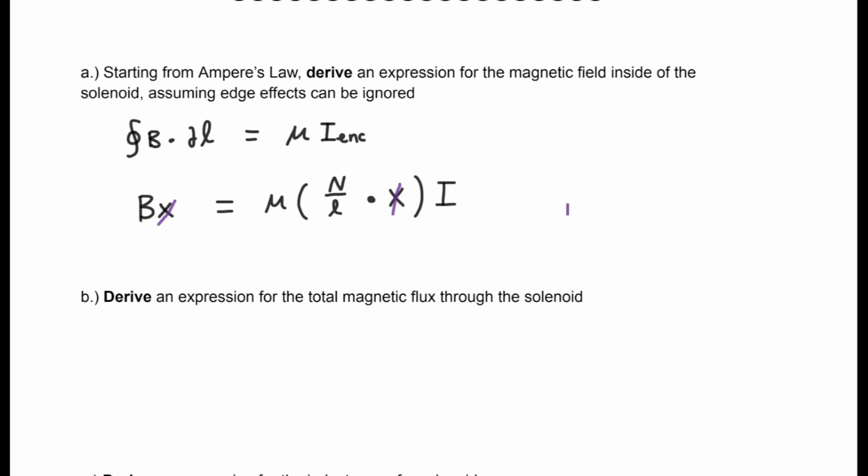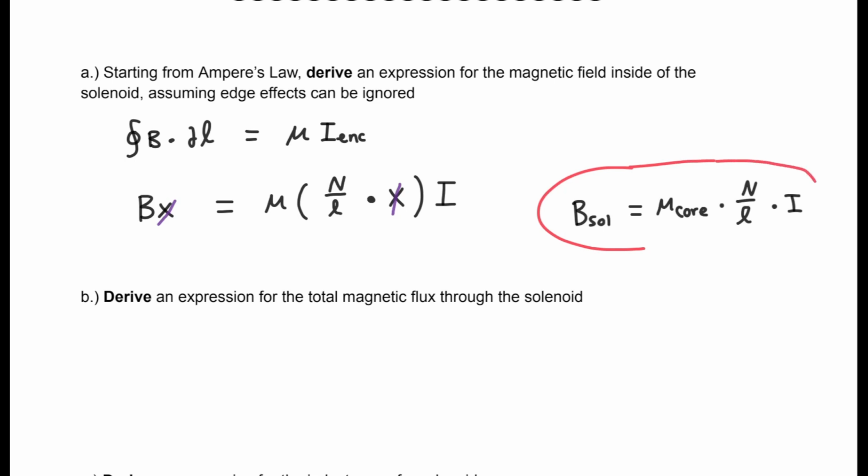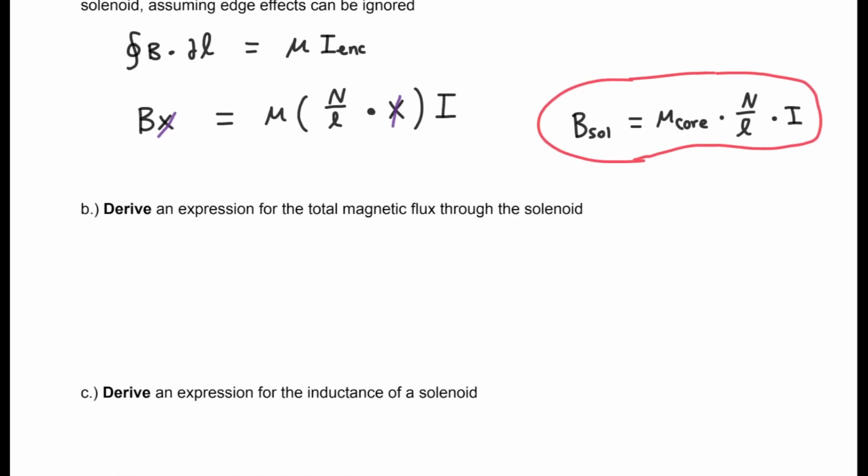So the magnetic field inside the solenoid is equal to mu of the core times the coil density, capital N divided by L, times the current we put through the solenoid, I. So there's our expression. Notice this N divided by L is often written as lowercase n, giving us our mu times little n I formula.